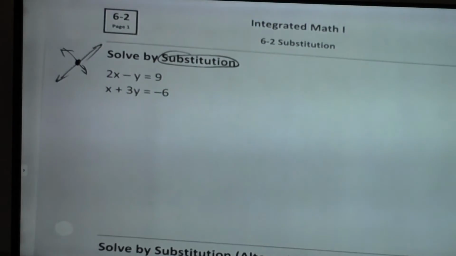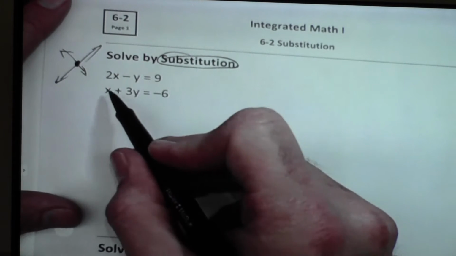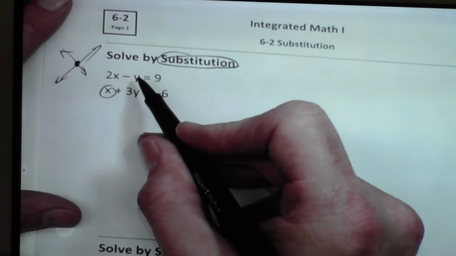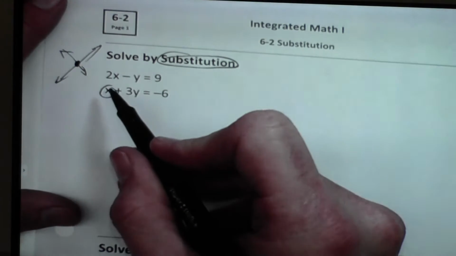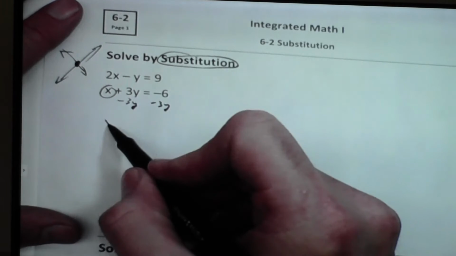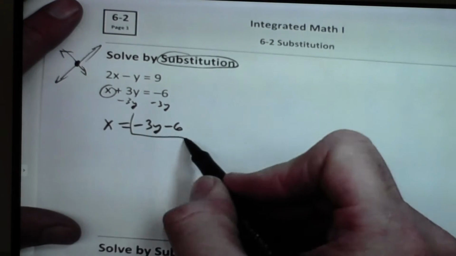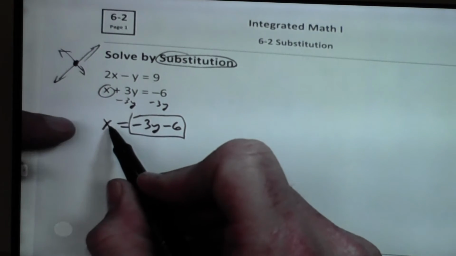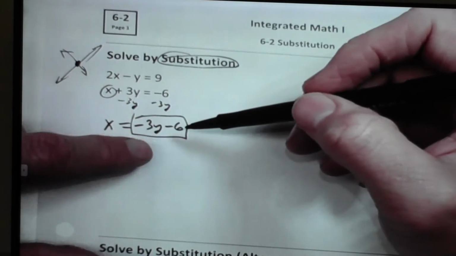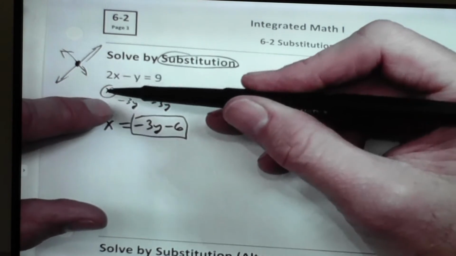So I see a couple of possibilities I could do. I'm going to take advantage of the fact that here I have a single x all by itself. That one's not really a single y because it's a negative 1 times y, but here's a single x. If I subtract 3y from both sides, I get x is equal to negative 3y minus 6. So what this means is I can take this and I can plug that into this equation where there's an x, because it's the same x.